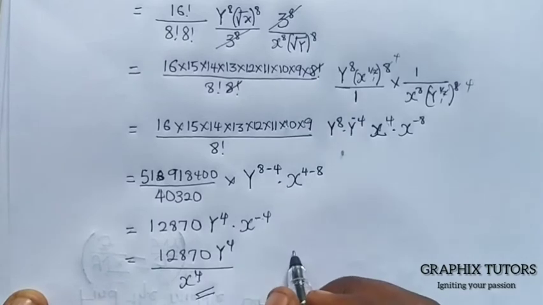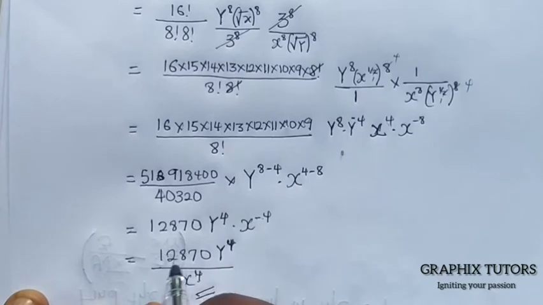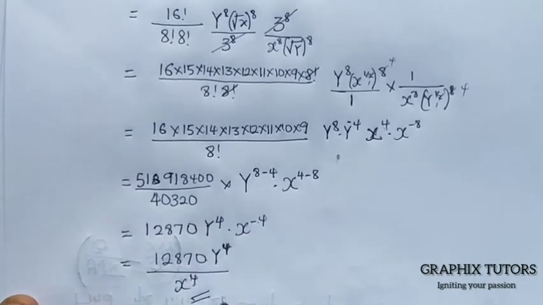So I can easily say that the coefficient of y^4 is equal to what? 12870 over x^4, and so on and so forth. So this is the middle term here.